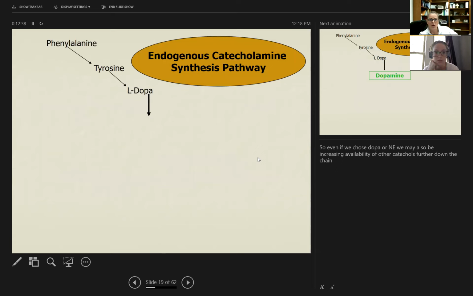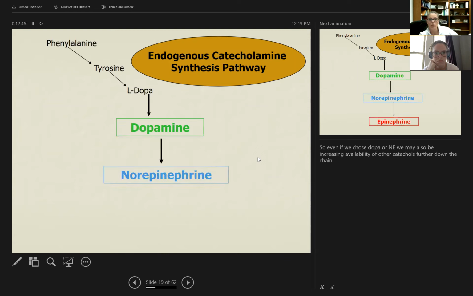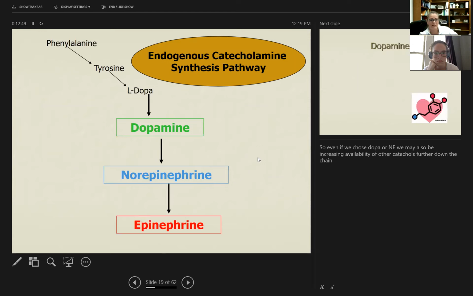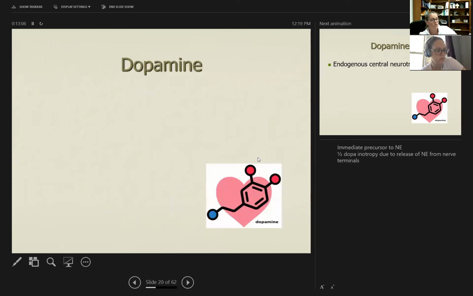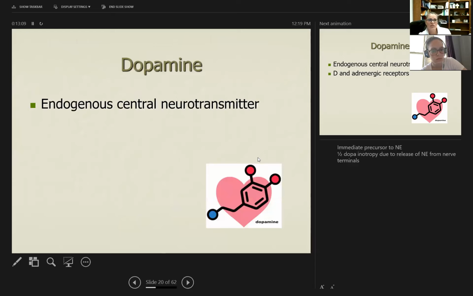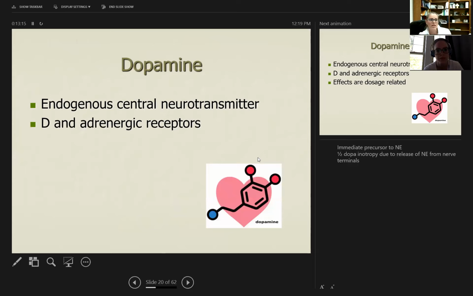So endogenous catechol synthesis starts with phenylalanine and works its way to dopamine. Dopamine then being the precursor for both norepinephrine and epinephrine. So even if we're choosing as our pressor to start with dopamine or norepi, we may actually be in effect increasing epinephrine levels as well. Starting with dopamine, as I said, this is an endogenous catechol, but it's also an endogenous central nervous system neurotransmitter, which acts on both the dopaminergic and adrenergic receptors.